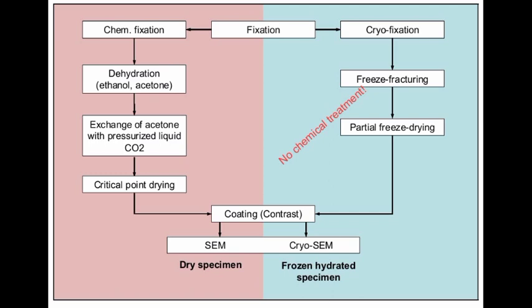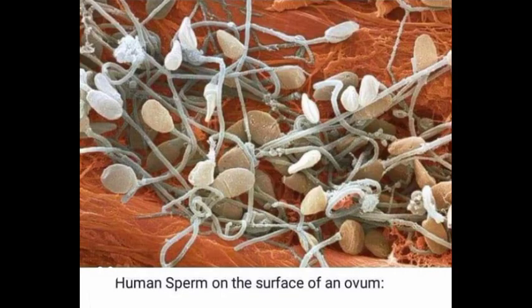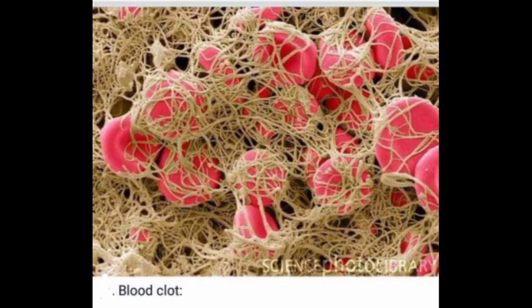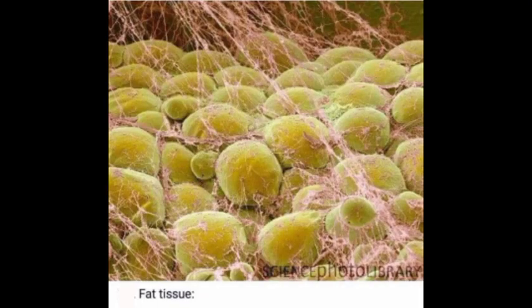The specimen is frozen, freeze fractured, partially freeze dried, coated and imaged in the cold state in the SEM, meaning cryo SEM. The specimen always stays at low temperature and undergoes physical treatment only. Images of electron microscopes: red blood cells. Human sperm on the surface of an ovum. Blood clot. Human chromosomes and nucleus. Fat tissue.